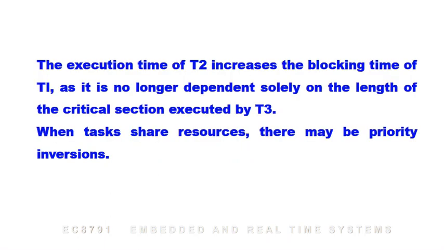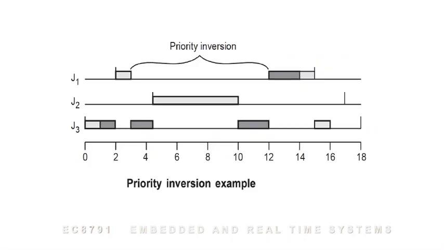The execution time of T2 increases the blocking time of T1, as it is no longer dependent solely on the length of the critical section executed by T3. When tasks share resources, there may be priority inversion. This is the priority inversion example diagram.